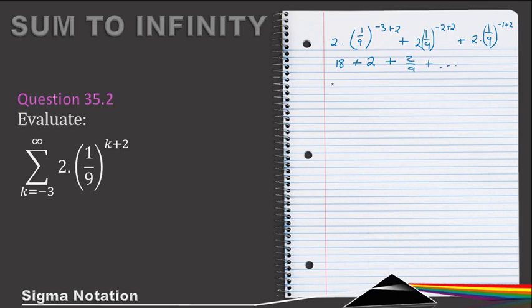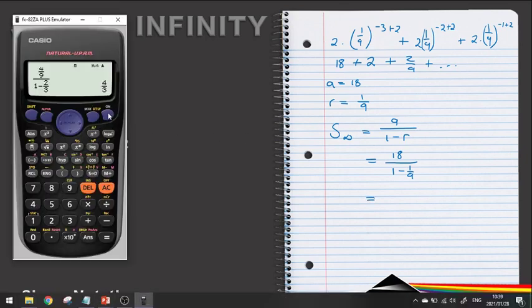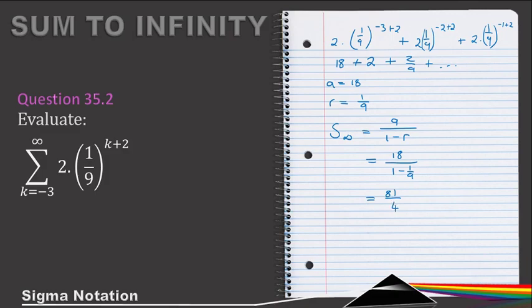Alright, now we have our a value as 18, and our common ratio, over here, if I take 2 divided by 18, I get 1 over 9. So in actual fact, our common ratio is, I multiply by 1 over 9. So that's our common ratio. Then our sum to infinity will be equal to a over 1 minus r. And if we substitute in our values, 18 over 1 minus 1 over 9, and then just type it in. Okay, so we get 81 over 4. And then we're done.